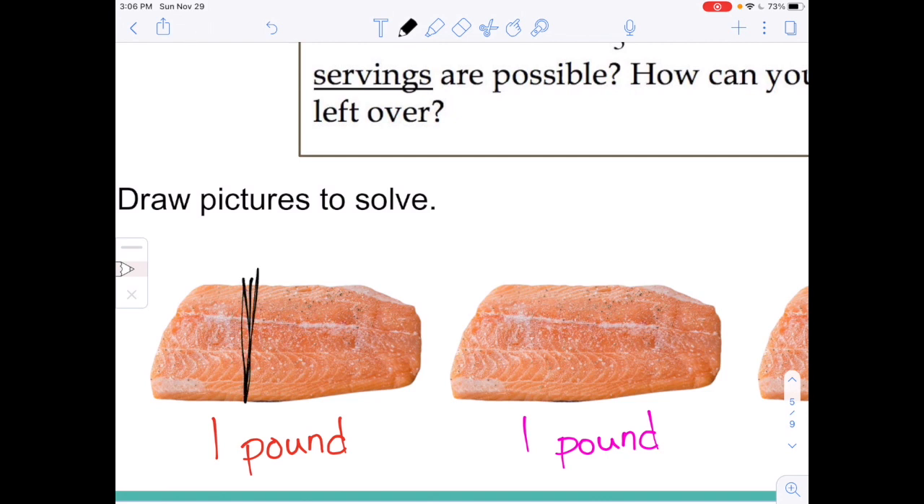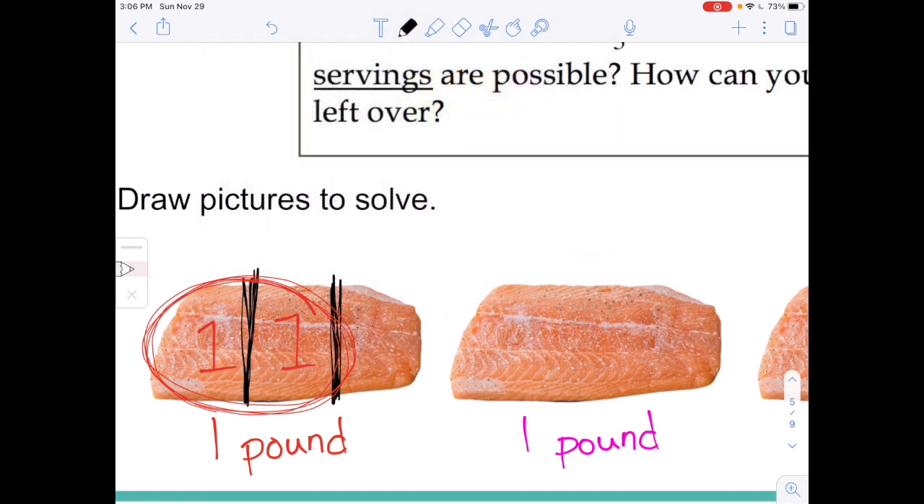All right, so I'm going to cut this into thirds because this person got 2 out of the 3. So here is my first person. So I'm going to write a 1 and a 1. This is my first person's fish. Okay. My next person gets 2/3 of a pound.